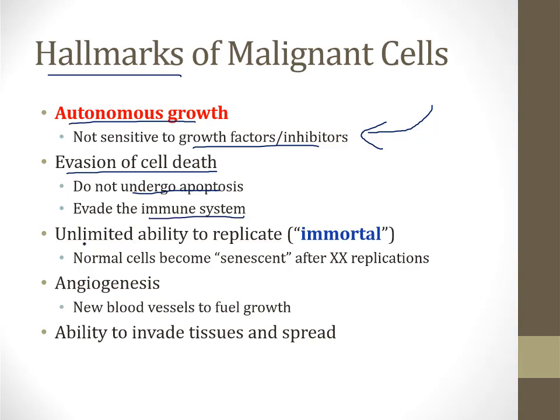Malignant cells also must have unlimited ability to replicate. This is referred to as being immortal. Normal cells become what's known as senescent after a certain number of replications.